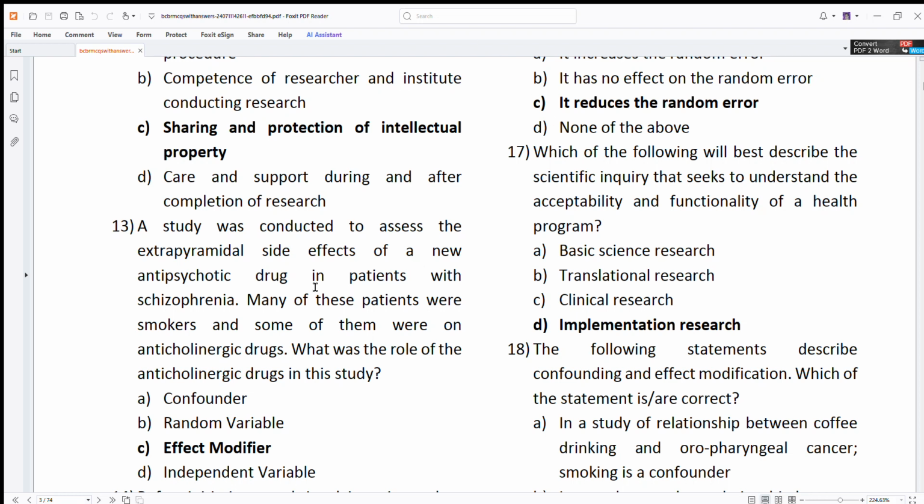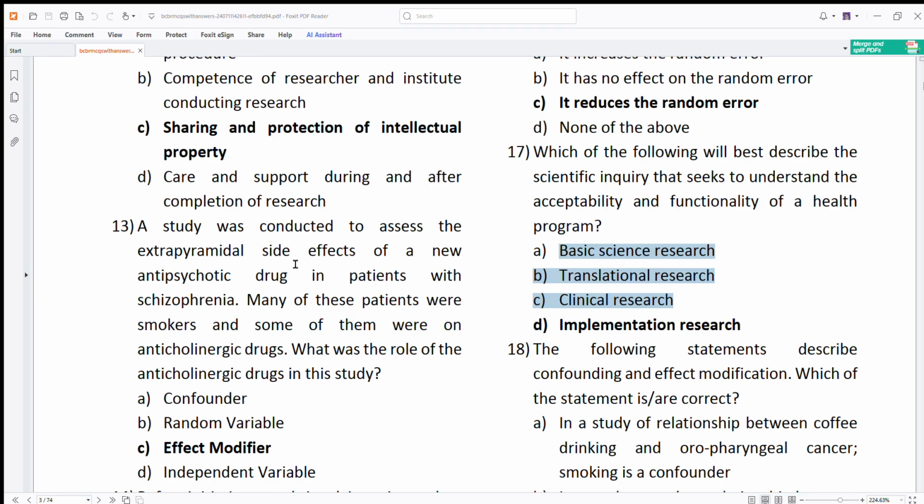So starting where I left off, the 17th question we were discussing: which of the following will best describe the scientific inquiry that seeks to understand the acceptability and functionality of a health program? Basic science research, translational research, clinical research, or implementation research. Let me discuss all of them one by one.